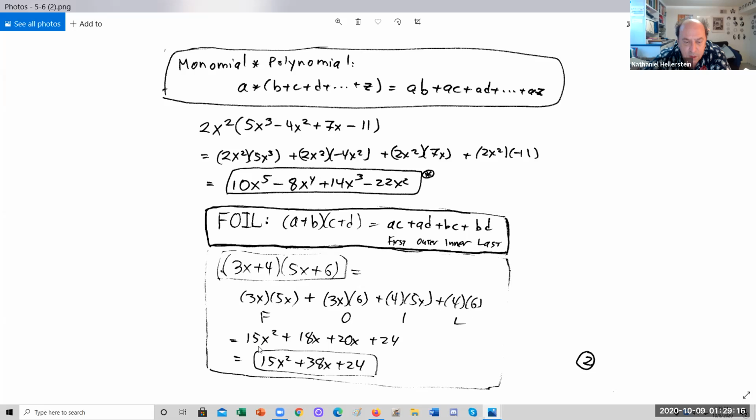3x times 5x is 15x squared. 3x times 6 is 18x. 4 times 5x is 20x. 4 times 6 is 24. Now at this point, we have these two like terms, 18x plus 20x, and those you combine. 18 plus 20 makes 38. So 15x squared plus 38x plus 24.